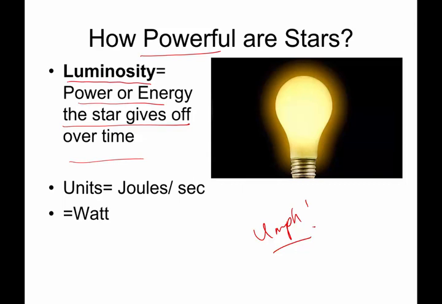The units of luminosity are watts. Yes, the same old normal watts that you use for light bulbs or microwave ovens or toasters. And a watt is equivalent to a joule of energy per second.